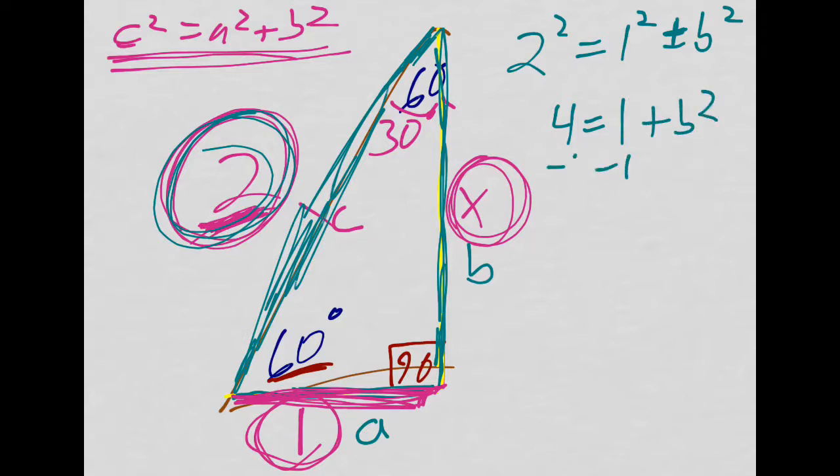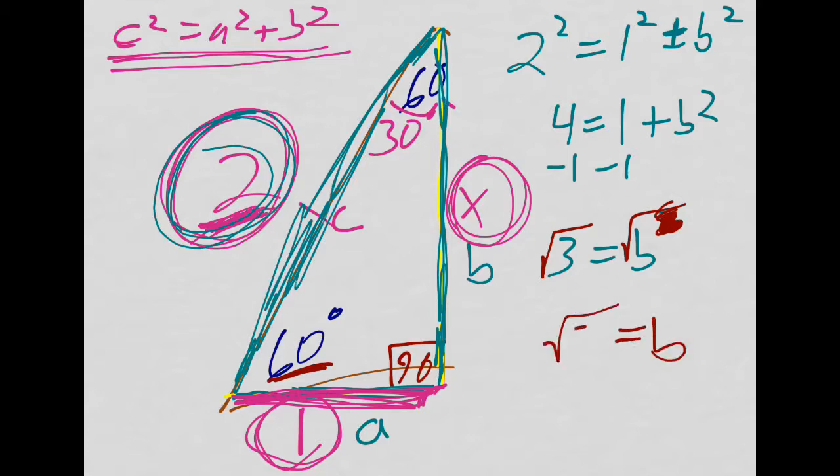We subtract 1 from both sides and we get 3 equals b squared. And then so we want to take the square root of both sides to get rid of this ugly square right here. And so we get b equals the square root of 3. Okay, so where's our b? Right here, right? So instead of just b, we're going to get rid of that b, and now we can replace it with the square root of 3.